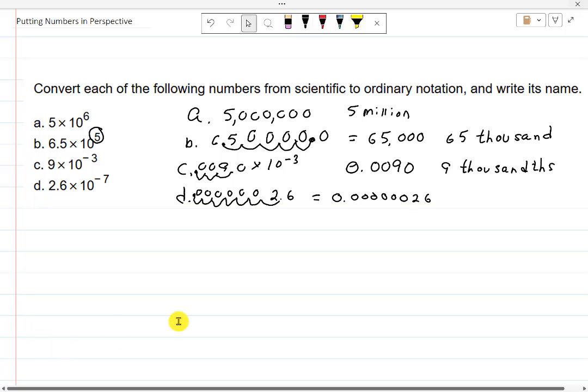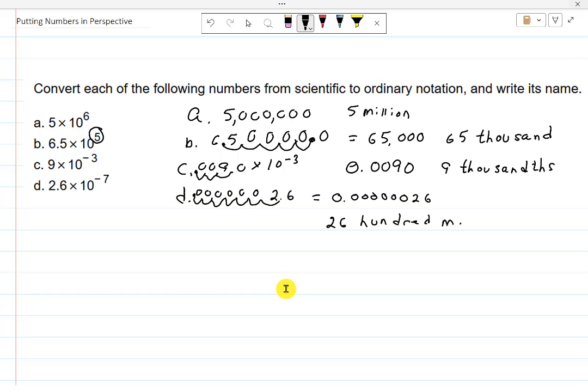So let's see what this is in terms of place value. So we have tenths, hundredths, thousandths, 10,000ths, 100,000ths, millionths, 10 millionths, 100 millionths. Let me try that again. I think I lost myself. Tenths, hundredths, thousandths, 10,000ths, 100,000ths, millionths, 10 millionths, 100 millionths. So we could describe this as 2,600 millionths.